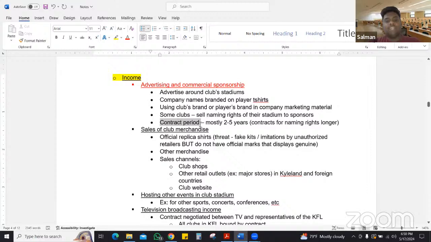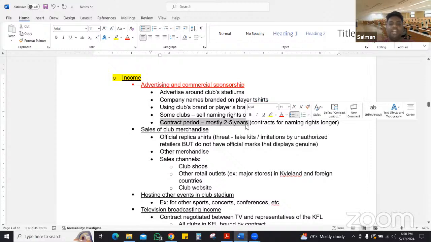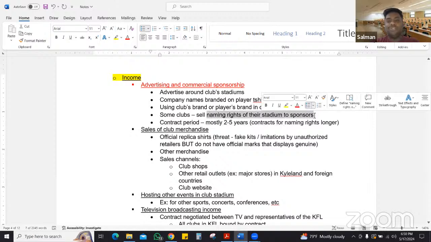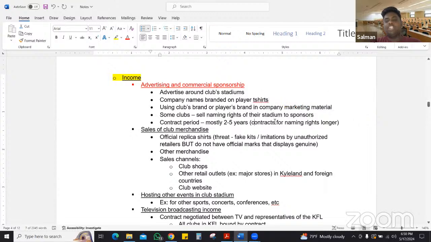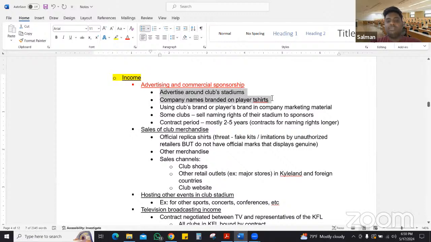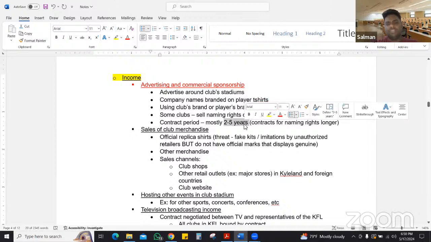And normally contract periods with sponsors would go for around 2 to 5 years, mostly. However, when it comes to naming rights, you can't just change the name for 2 years, 3 years, right? So contracts for naming rights will be longer. But for other advertisements and branding for a company's brand, the normal time is 2 to 5 years. Professional clubs, that's the situation even in reality.